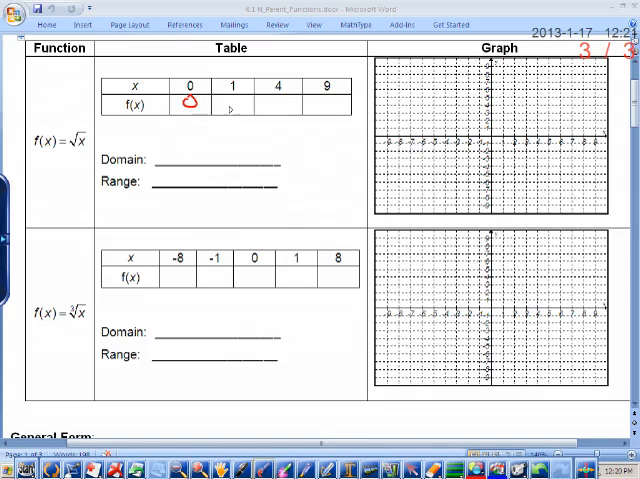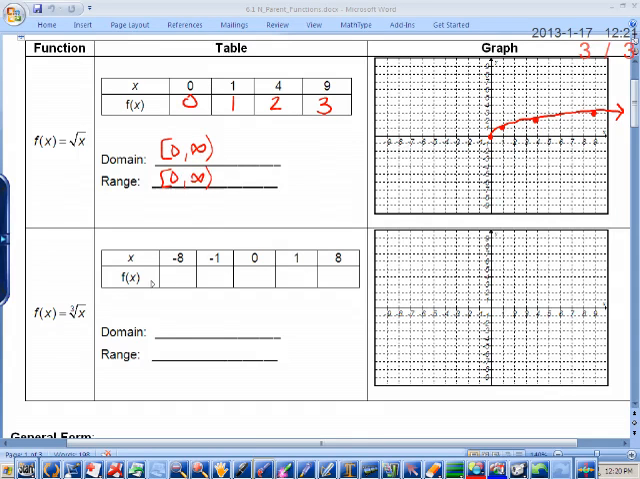I know that I would fill in my table as 0, 1, 2, 3. Go ahead and plot my points. What's the domain of our square root parent function? And what's the range? Great.